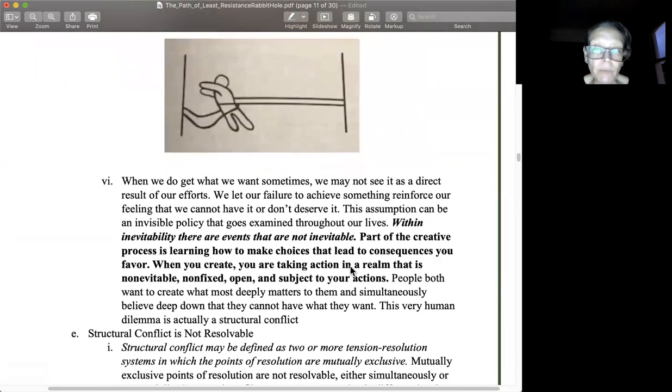When we do get what we want, sometimes we may not see it as a direct result of our efforts. We will let our failure to achieve something reinforce our feeling that we cannot have it or don't deserve it. This assumption can be an invisible policy that goes unexamined throughout our lives.